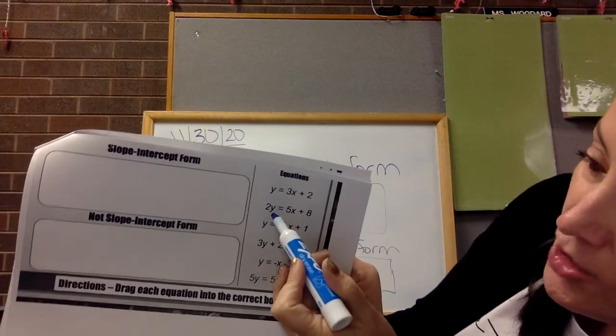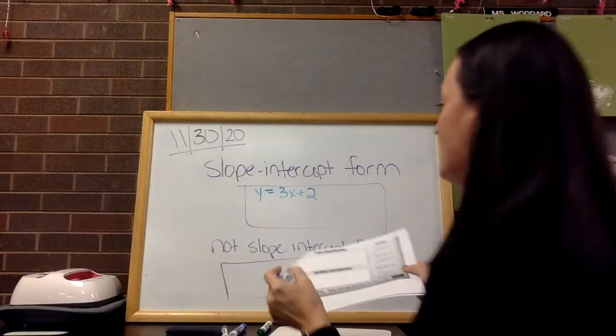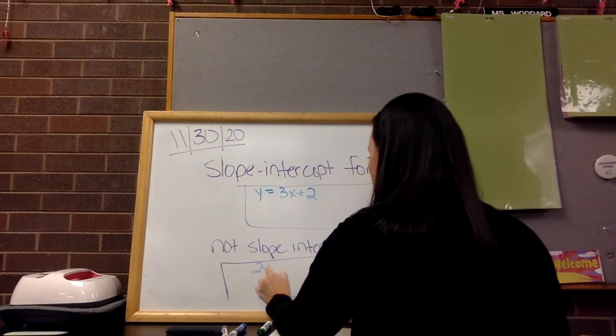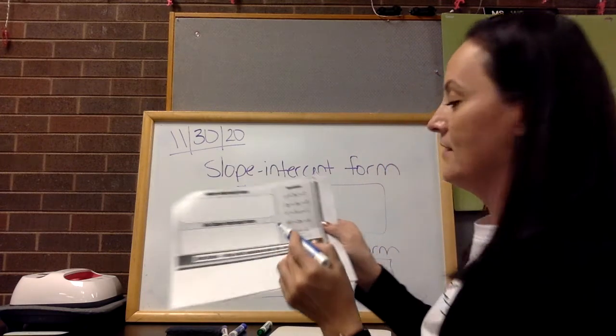The second one says 2y. That is not y equals. We would have to get rid of that 2. Since there's a 2 in front of it, that is not slope-intercept form. So it looks close, but that 2 messes us up.